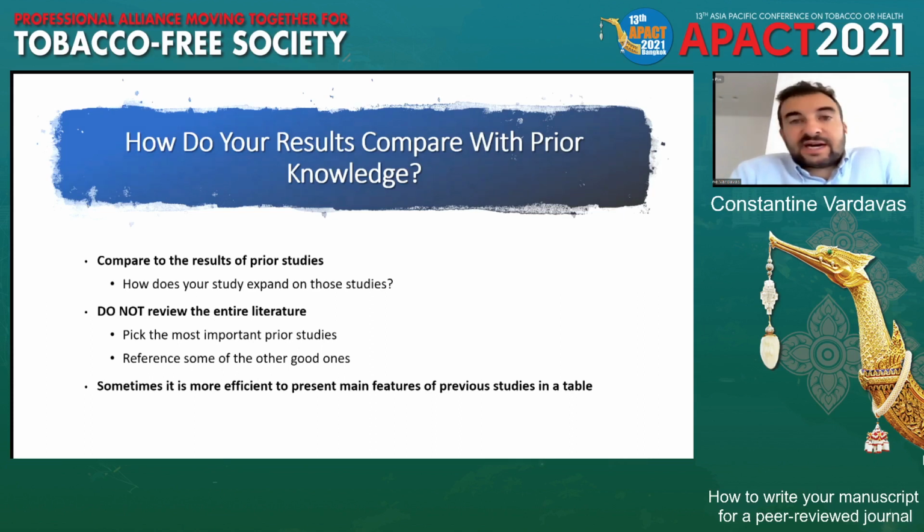Did you find a high exposure, low exposure, a better intervention, a worse intervention? You can do your comparison with other studies. But again, you do not need to compare with every single study in the entire literature. You could go on and write a thesis. Remember, a paper, a manuscript, is not a master's thesis and it's not a PhD thesis.